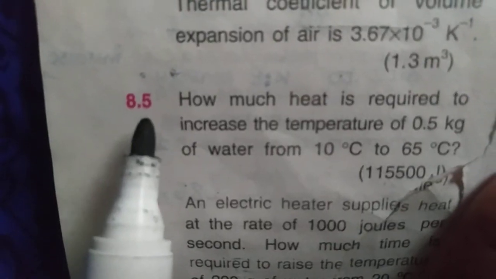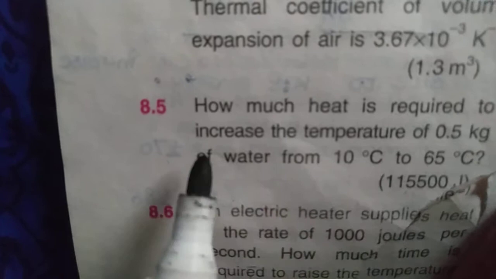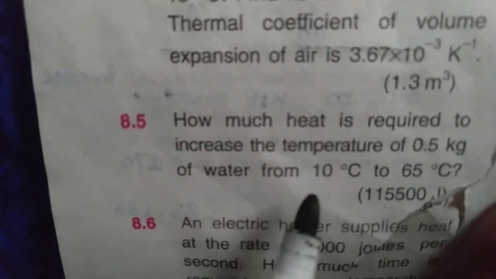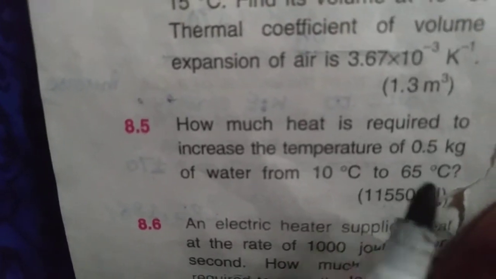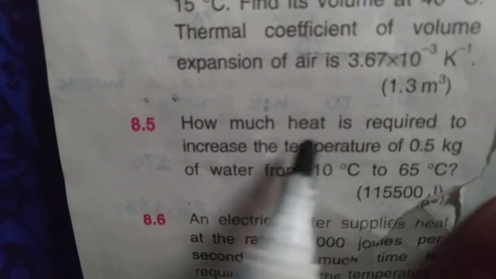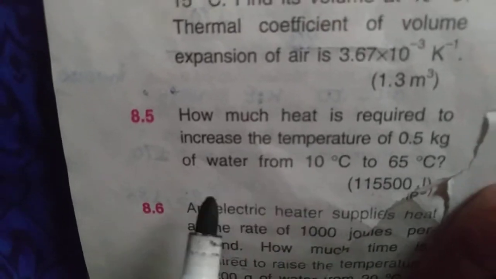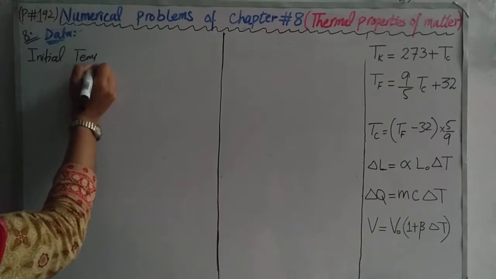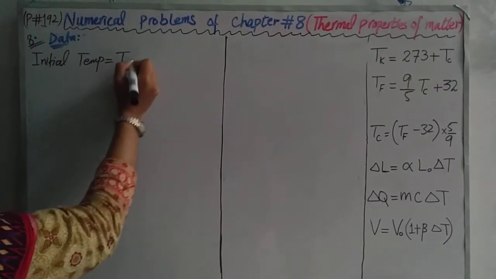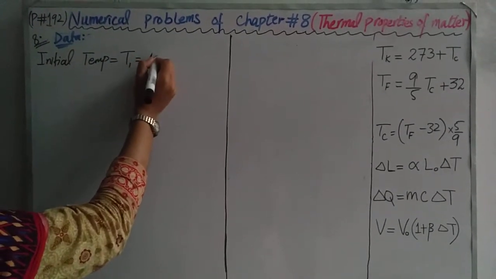Numerical 8.5. How much heat is required to increase the temperature of 0.5 kg of water from 10 degrees centigrade to 65 degrees centigrade? What we have to calculate? We have to calculate the heat required. Initial temperature, represented by capital T1, is 10 degrees centigrade.